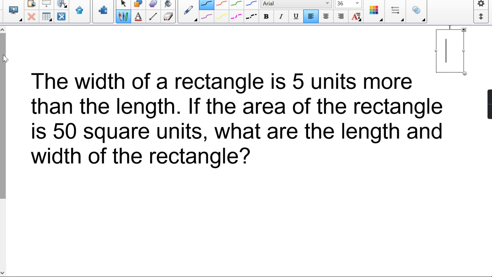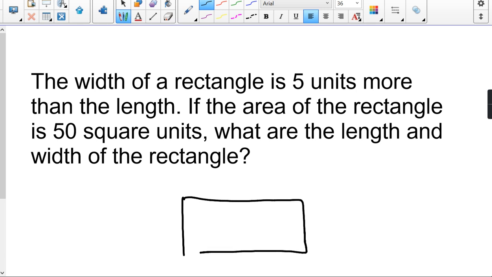So let's see. I'm going to draw a rectangle first. I always like to understand these problems with a picture. So if it's describing a rectangle, I'm going to draw the rectangle. It says the width is 5 more than the length. So which one is my shorter side? Well, the length is shorter if the width is more than the length, right? So the length is going to be x, and then the width is going to be 5 units more than x, and we write that as x plus 5.